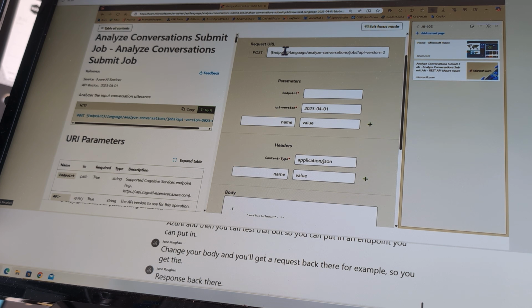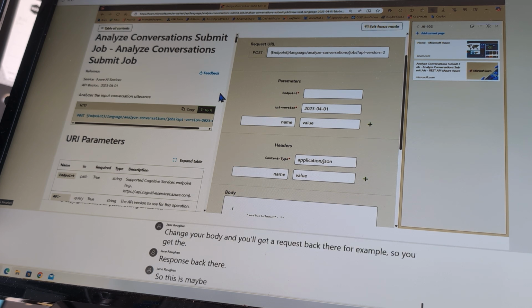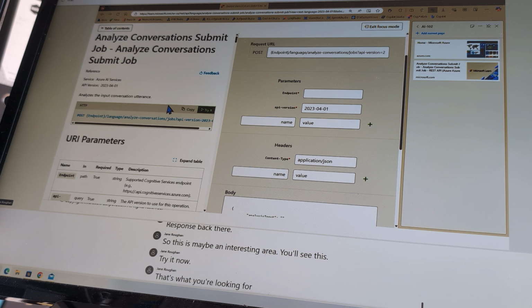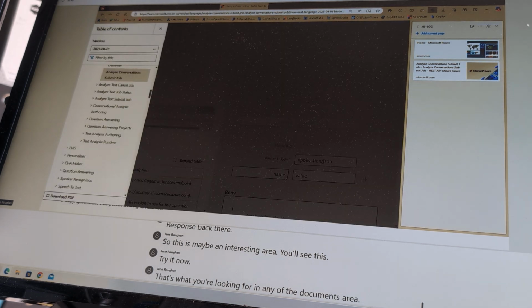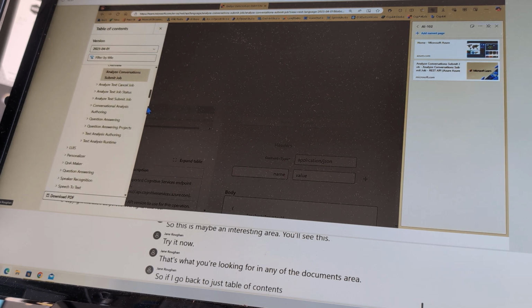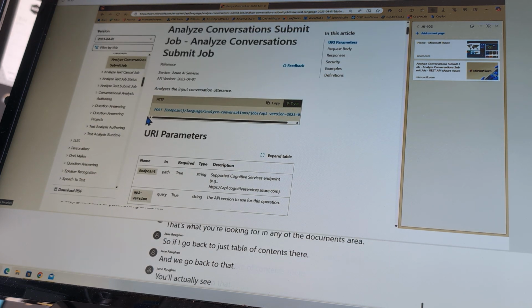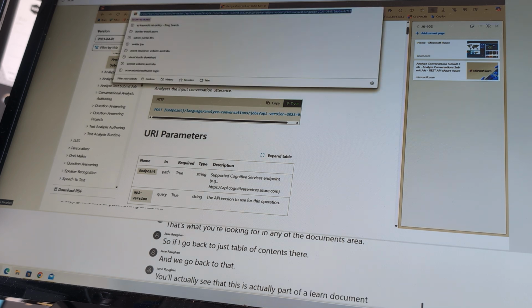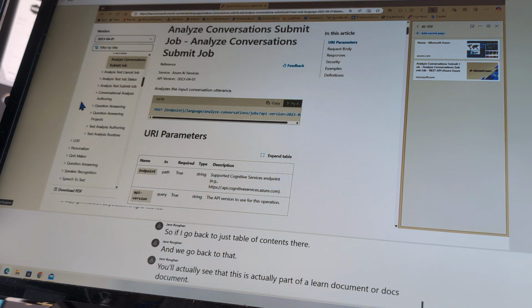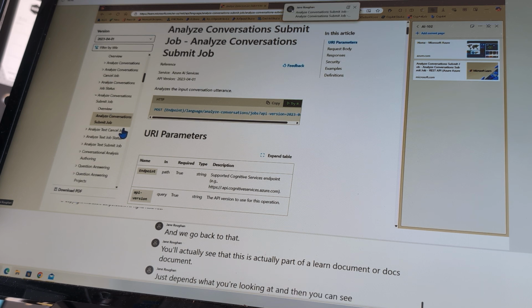So this is maybe an interesting area. You'll see this, "Try it now." That's what you're looking for in any of the documents area. So if I go back to the table of contents there, you'll actually see that this is part of a Learn document or Docs document, just depends what you're looking at. And then you can see all these different examples online.